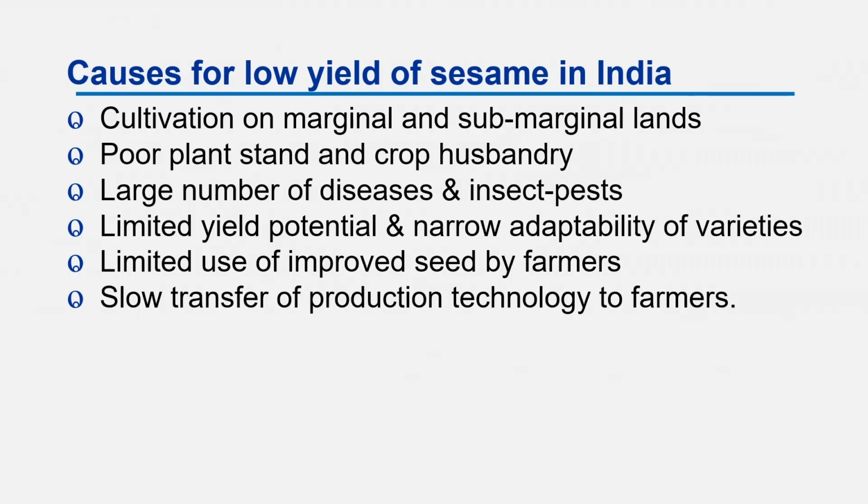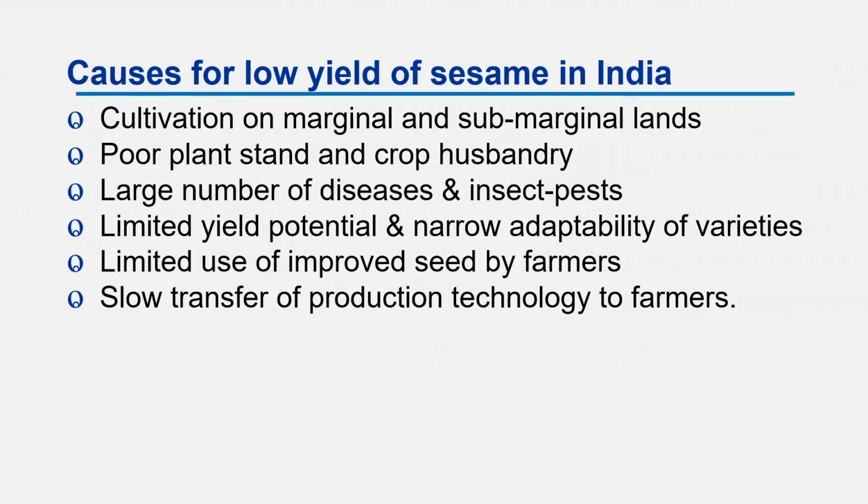If they remain uncontrolled, then also productivity will be limited. Then limited yield potential and narrow adaptability of varieties. We really lack variety in the sesame crop. We need more and quite good varieties that may be tolerant or resistant to biotic and abiotic stresses.